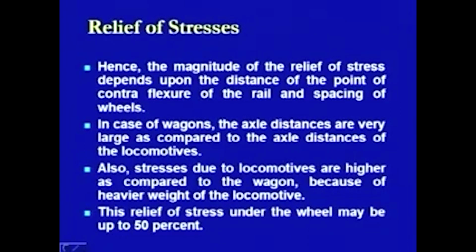So, the maximum positive bending moment which is induced below the rail seat is going to be just half of that, because of the position of the adjacent wheel very near to that one, which imposes a negative maximum bending moment at the same location where the maximum positive bending moment is being induced because of the previous wheel load. So, this is what is about the relief of stresses.